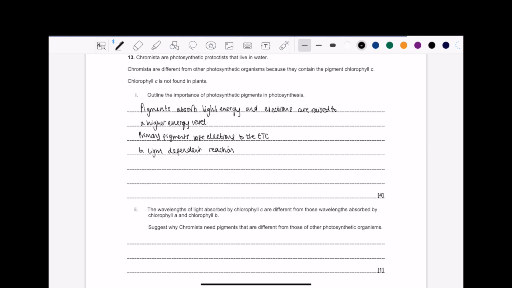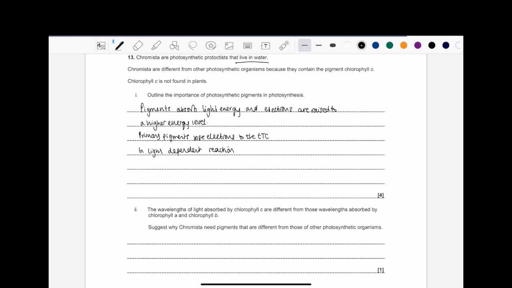Okay, next question says, suggest why chromista need pigments that are different from those of other photosynthetic organisms. Now, I don't know what that organism is, so I'm going to read the information because it is a suggest question. So it says that it lives in water here, and honestly, that's enough for me. As I said in my previous video, referring to the first video in the series, whenever it says lives in water, or it's an aquatic organism, or anything similar to that, you basically say the same point.